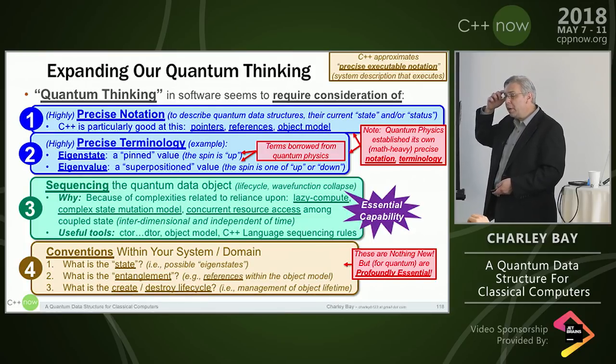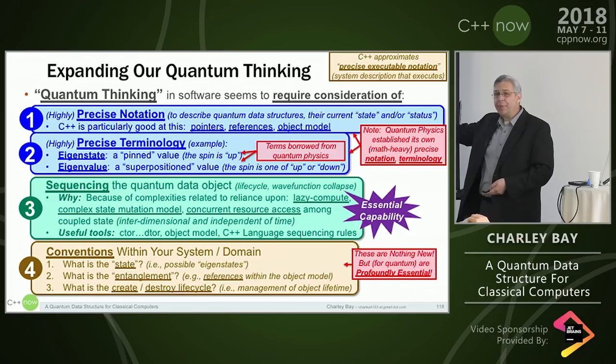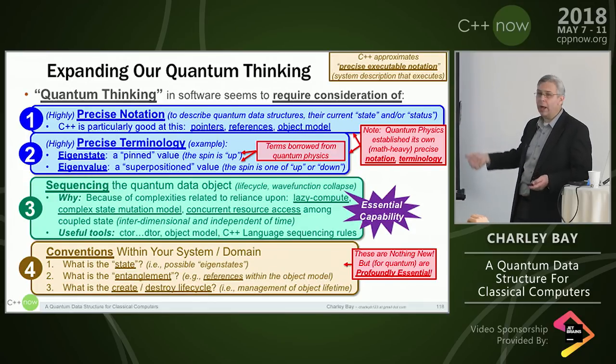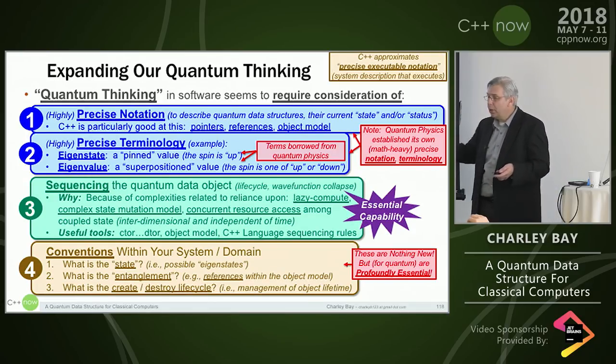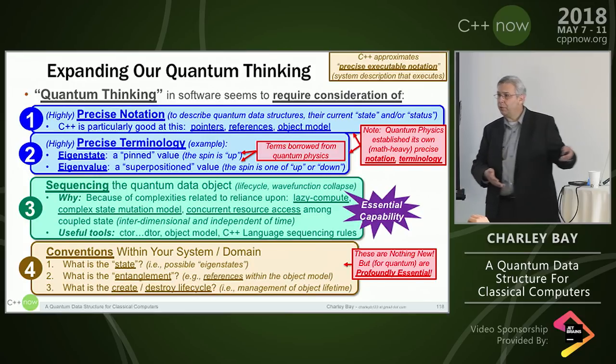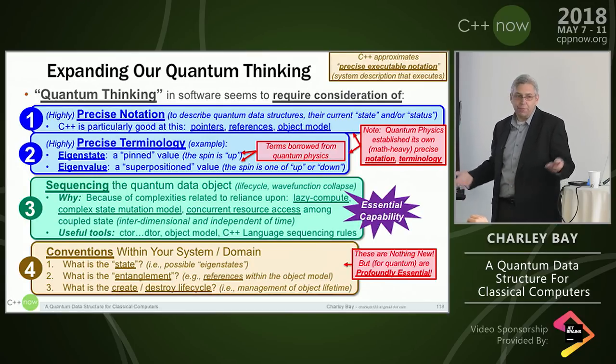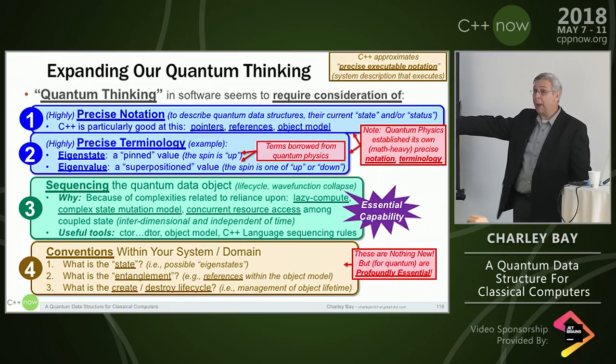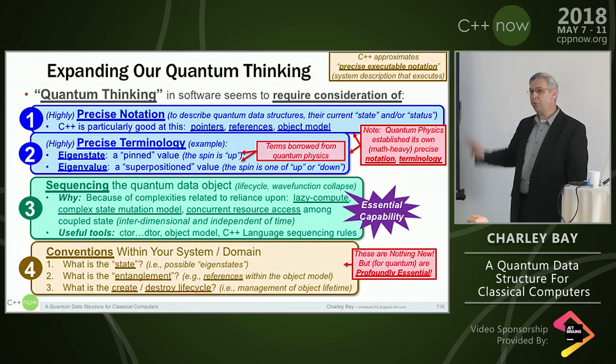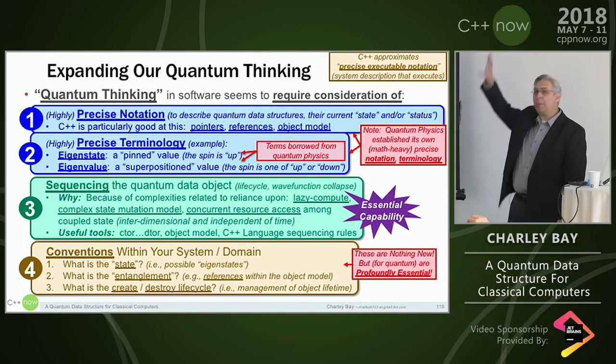And in this bottom one, conventions, this is nothing new. What's your state? How do you want to entangle it? How do you want to do your create, destroy life cycle, your source and sink life? That is nothing new, especially in C++. We have constructors and destructors. These are our patterns. But you cannot do this quantum thing without those patterns. Those go to the top of the list as what's really important in your design.